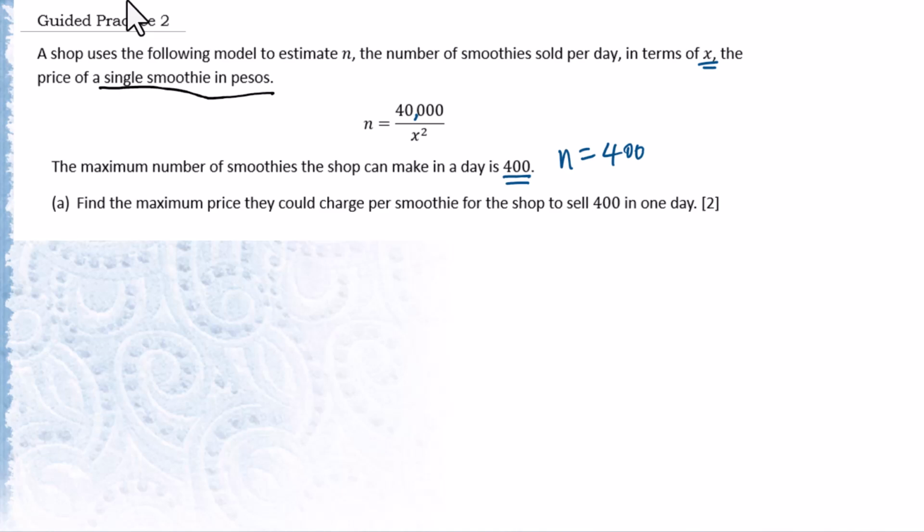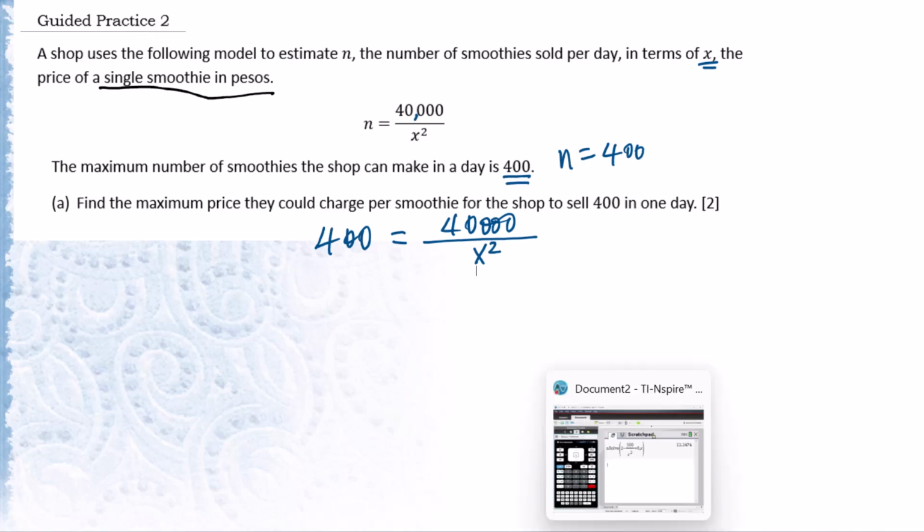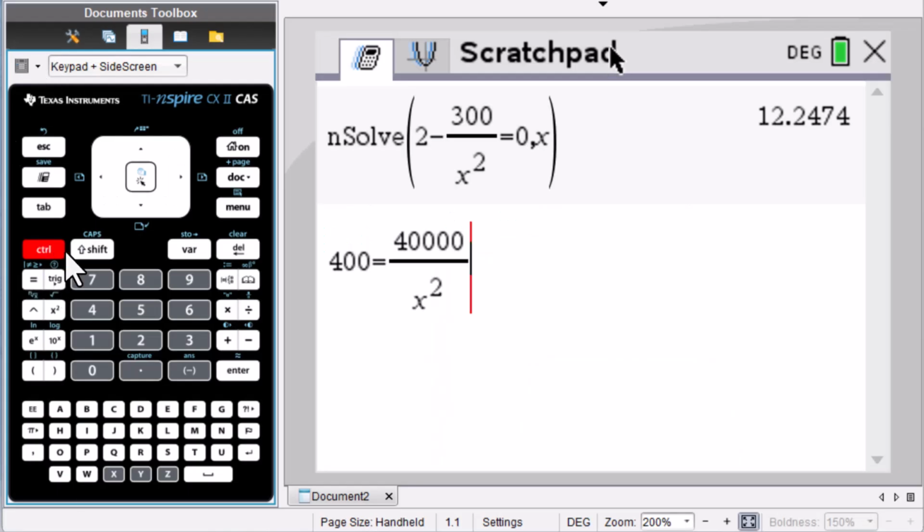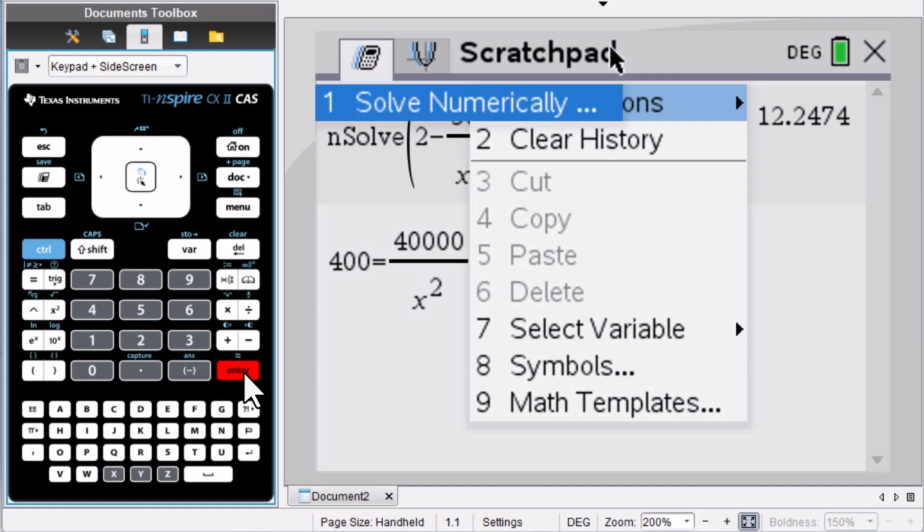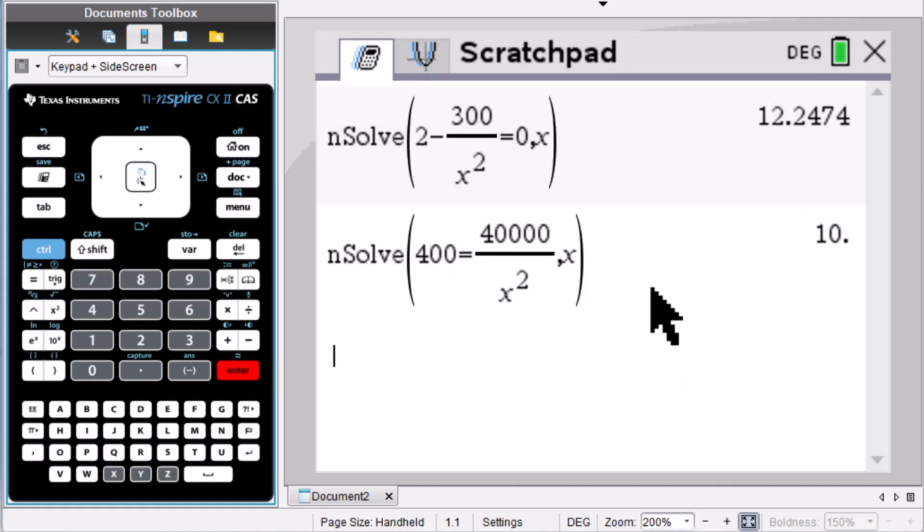We will use this equation. We got 400 equals 40,000 over x squared. Let's go to equation solver. Control menu, enter, enter, enter.